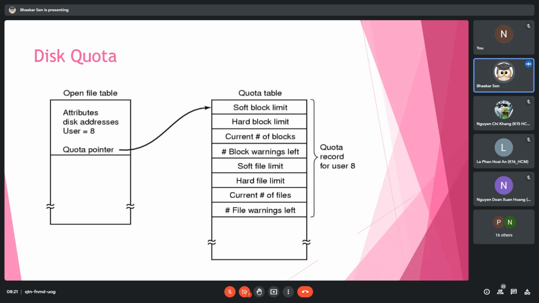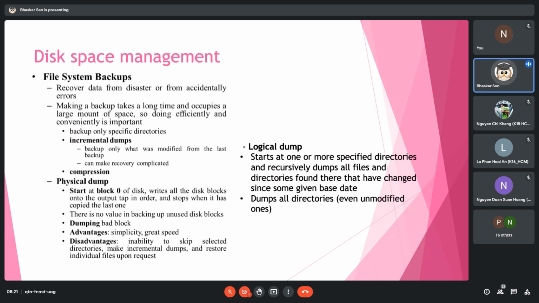So that is what we call the quota table and the quota records based on your usage pattern. You will be given some warnings if you run out of quota. Next part is backups. How can we do the backups? There are two ways to do the backups. The first one is that we call physical dump and logical dump.